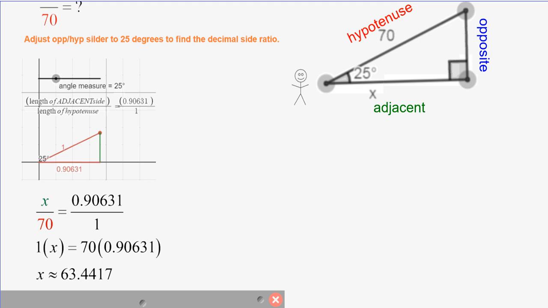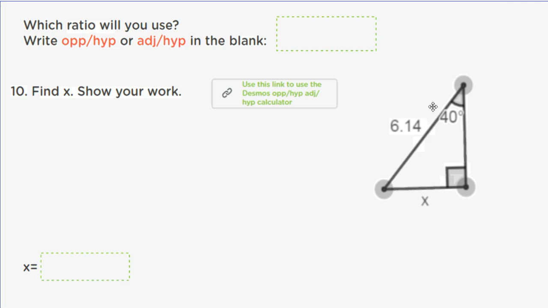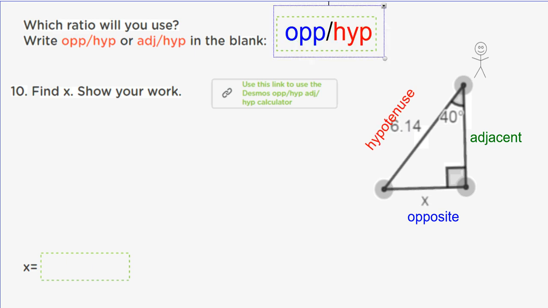So let's look at another triangle. This is number 10 on your handout. And so if we look at our triangle here, again, you want to find the reference angle. So our reference angle is 40 degrees. From that angle, we're going to label our pieces. So we know our hypotenuse is 6.14. Across from us is the opposite side, X, and then our adjacent is next to, not the hypotenuse. So for our problem here, we've got the opposite and the hypotenuse. That's what we're going to use to solve for our missing length.